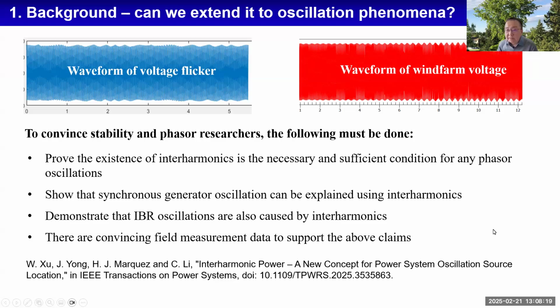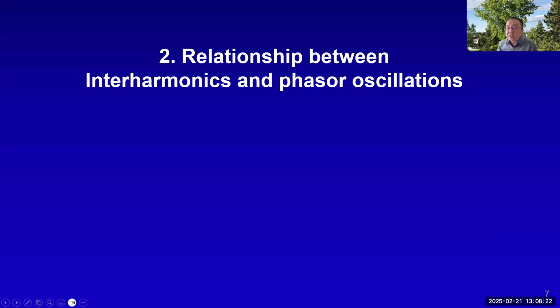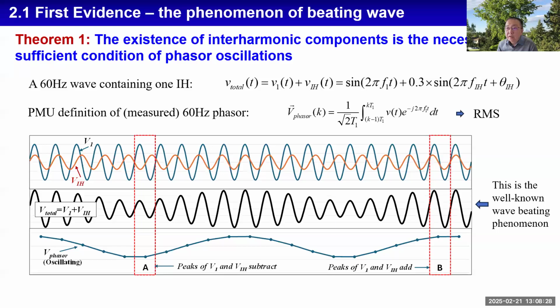Today in this presentation, first is to establish the relationship between interharmonics and phasor oscillation. The paper has one theorem: the existence of interharmonic components is the necessary and sufficient condition of phasor oscillation. This diagram was presented in the November presentation. It's very important, so I want to show it again.